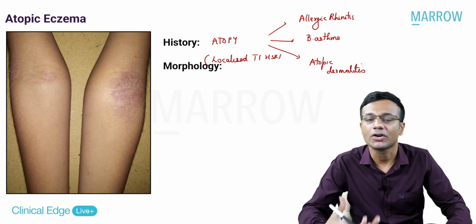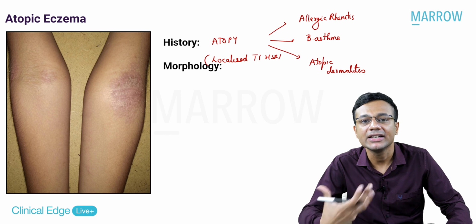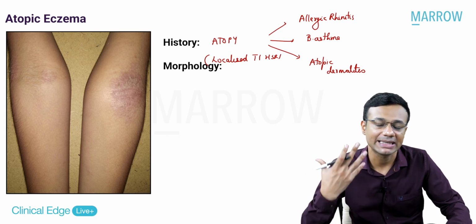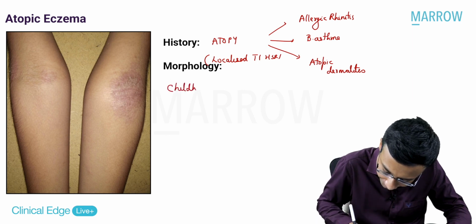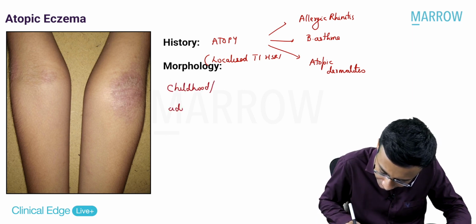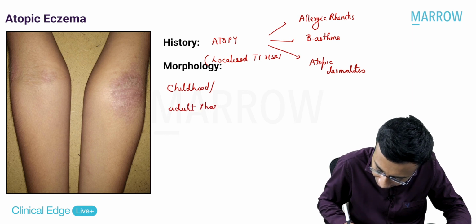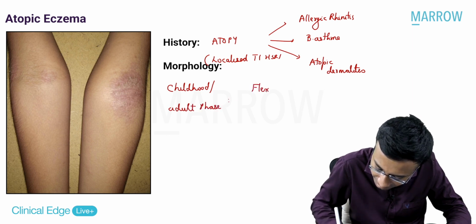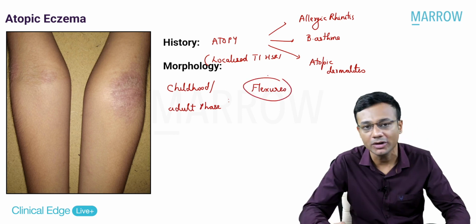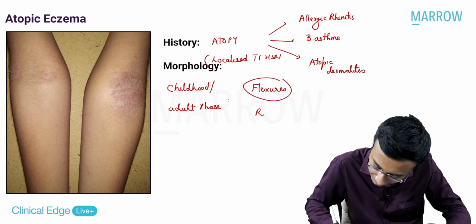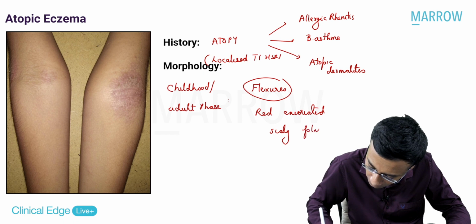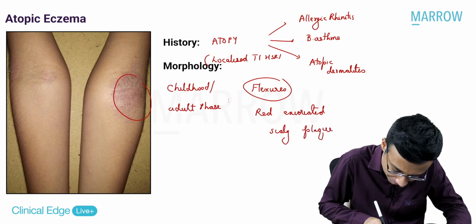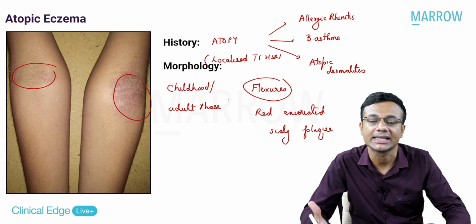Now, the morphology of atopic dermatitis depends on the stage. In the infantile phase, you have face is involved, scalp is involved, and extensors are involved. But please remember, students, that in childhood and in the adult phase, we are going to be having the involvement of the flexures. You can get red excoriated scaly plaques. So this looks like a papillosquamous lesion, red scaly excoriated plaques.